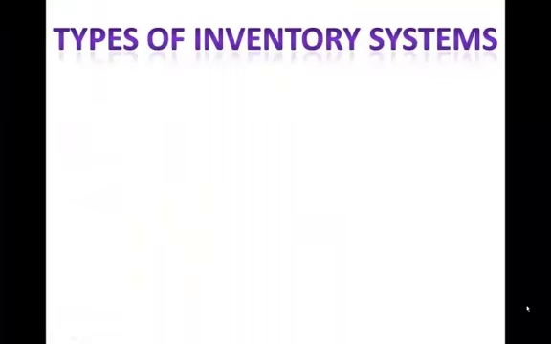There are two types of basic inventory systems. The first one we'll call a fixed order quantity system, or a Q system, or an EOQ system, which is the topic of our tutorial today.